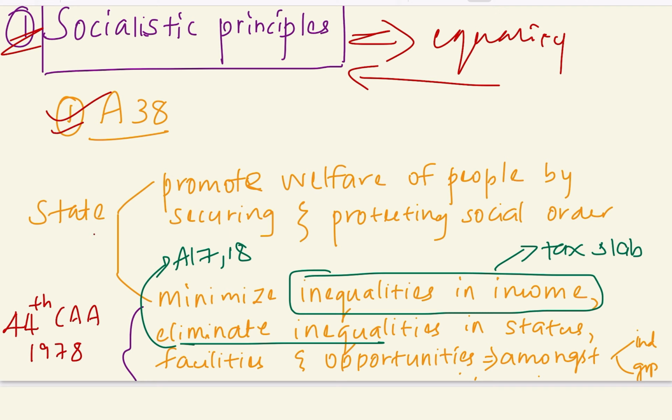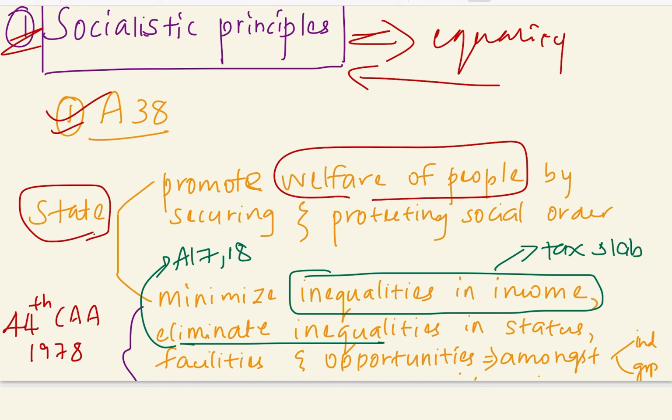Article 38, what it is providing for us, it asks the state to promote the welfare of the people by securing and protecting the social order in our society. That is, it is asking the state to promote the welfare of people. And also Article 38 asks the state to minimize the inequalities in income, and eliminate the inequalities in status, facilities and opportunities amongst individuals and groups of people.